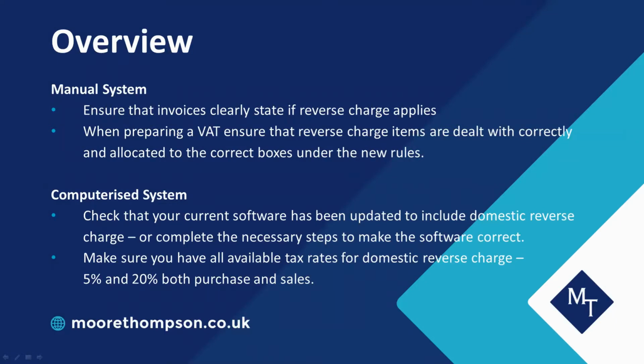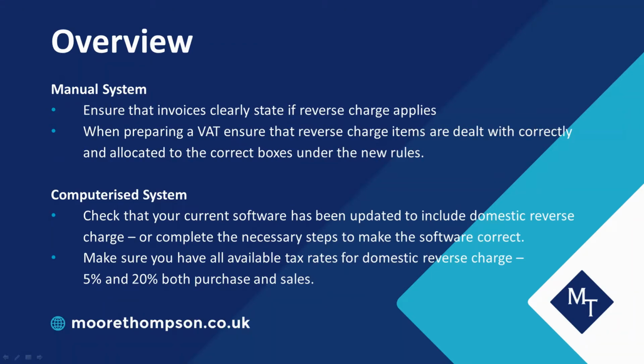So to recap, if you are currently using a manual system, for example, a cash book, or using Excel for accounting and Word for creating invoices, you will need to make sure your invoices clearly state if domestic reverse charge has been applied. You will also need to allocate the correct amounts to the VAT boxes when compiling your VAT return each month or quarter.